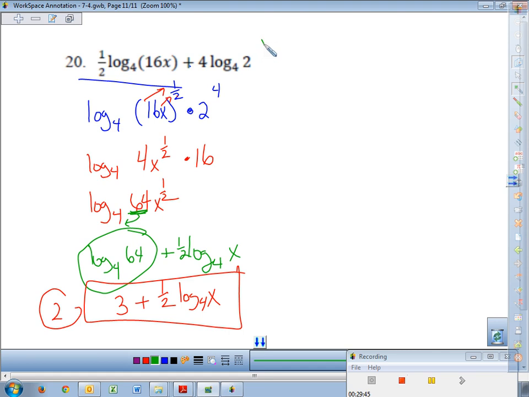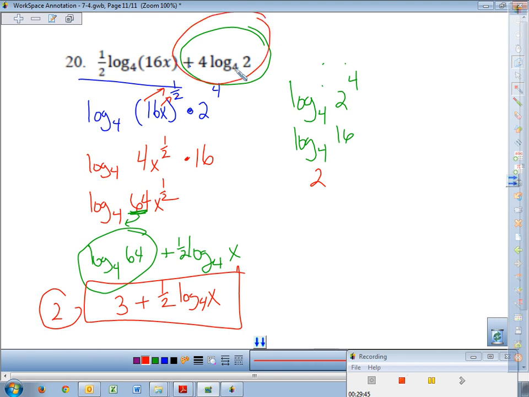The third is, check this out. Isn't this really log base 4 of 2 to the 4th, right? Well, what's 2 to the 4th? What's log base 4 of 16? It's really a 2, right? Isn't this term right here 2, right?